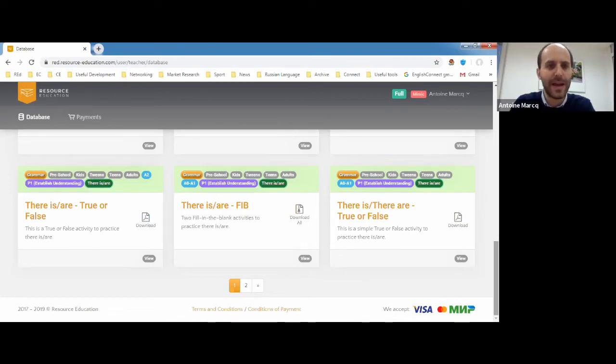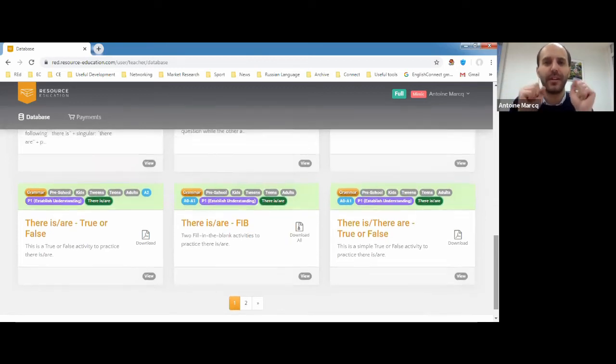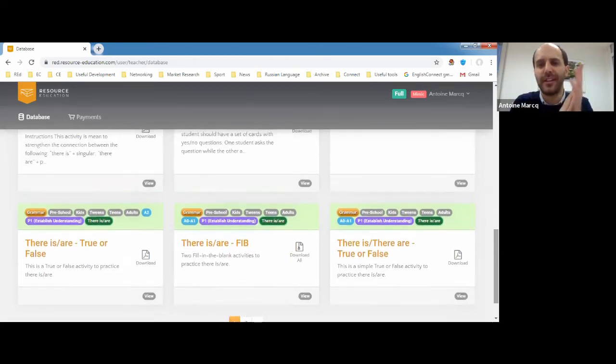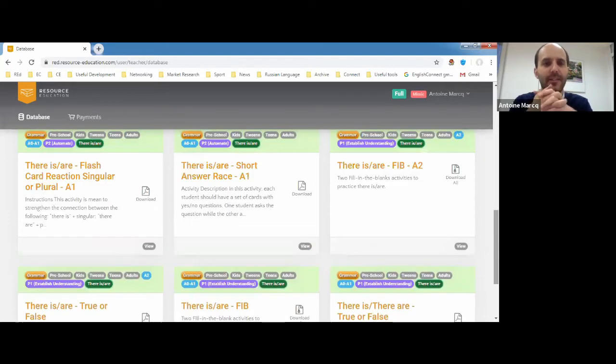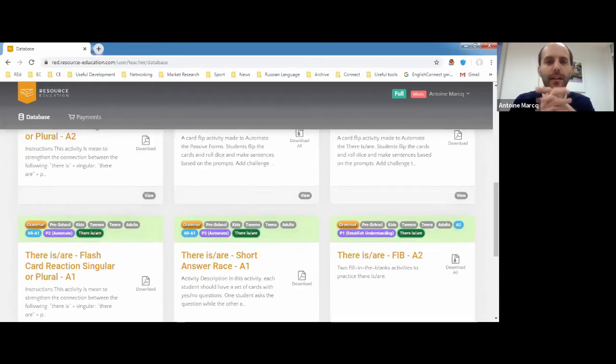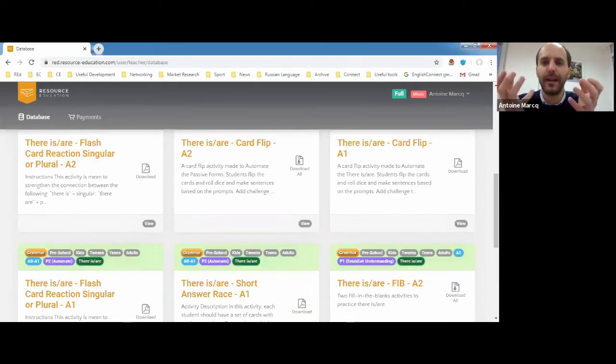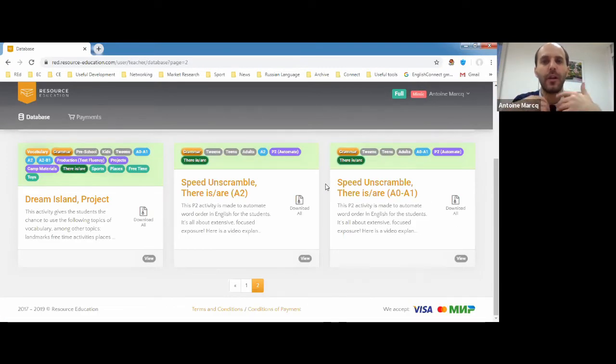To the Speed Unscramble from a while back, and the Dream Island Project is a perfect production or project, especially with kids, tweens, things like that. They'll construct their Dream Island. They can make it into a poster. They can keep that poster in their portfolio. It's great for parents to witness, to see what's going on in the lesson. And it makes for a great presentation.